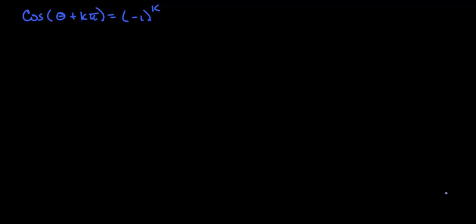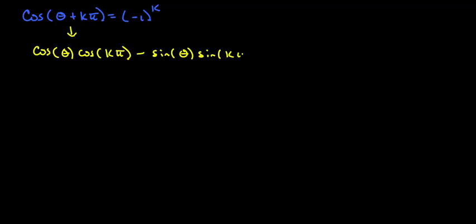We've got to work with the left side on this one. I see the sum in the middle, so I'm going to use the sum formula here. So this is going to be the cosine of theta times the cosine of k pi minus the sine of theta times the sine of k pi.